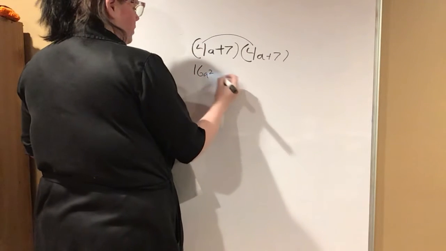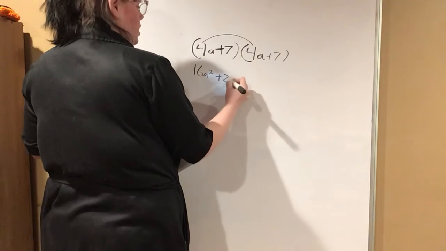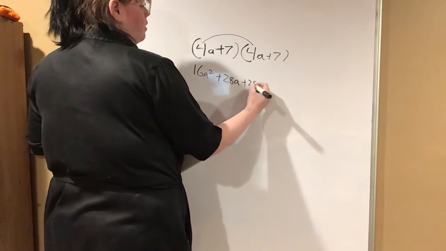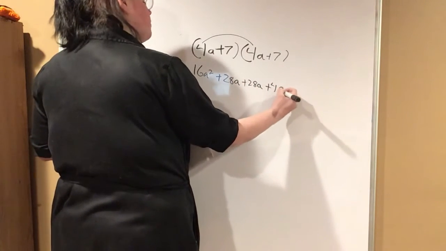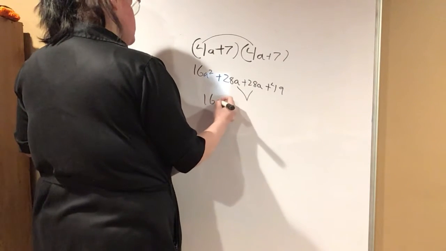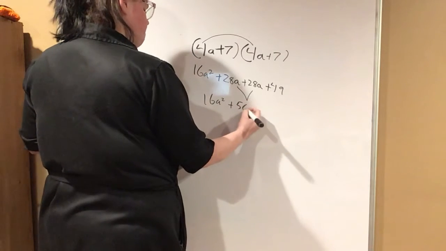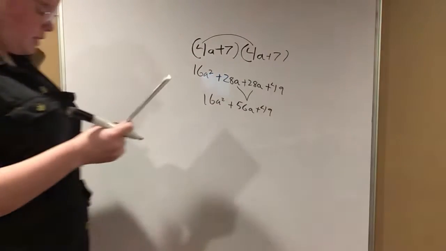So first, 16a squared, and then outside, 28a. Inside is also 28a. And then last is 49, because 7 times 7 is 49. And then add these two: 16a squared plus 56a plus 49. So that's another special case.